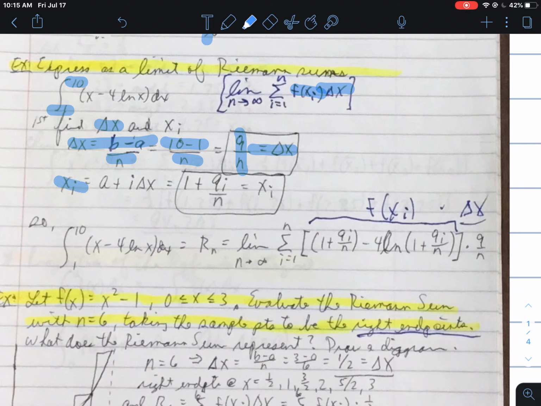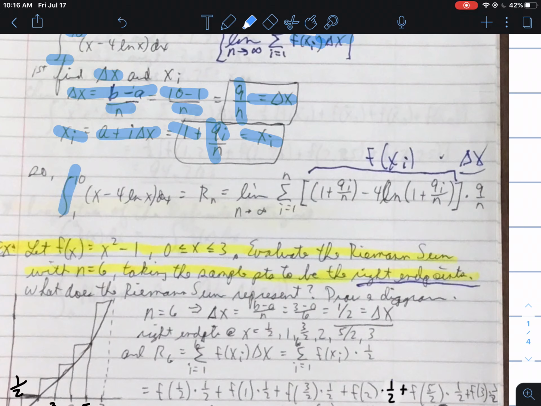And then we previously defined x sub i as a plus i times delta x. So a, which is 1, our left endpoint, plus i times delta x, which we just defined as 9 over n. Now again, this i is used as a counter. That's not our imaginary number or anything like that. So x sub i, which is our sample point, is a plus i times delta x, or in this case, 1 plus 9 over n times i.